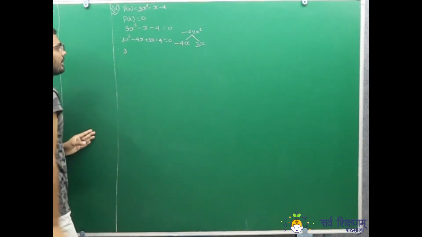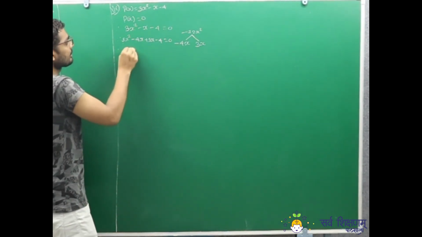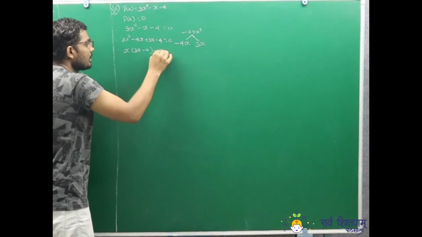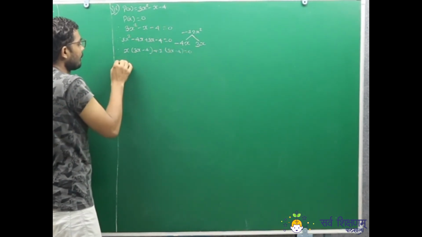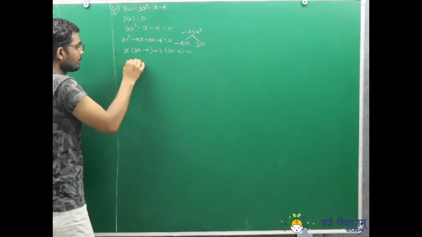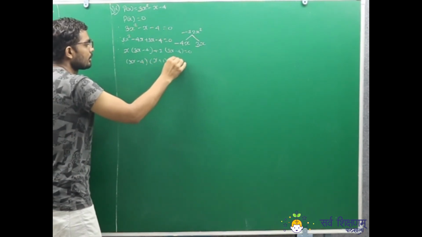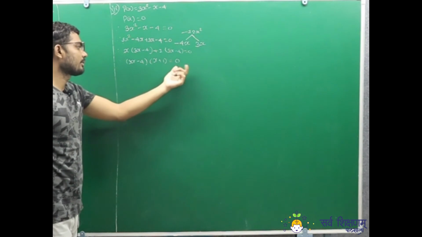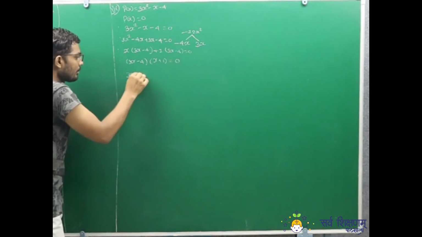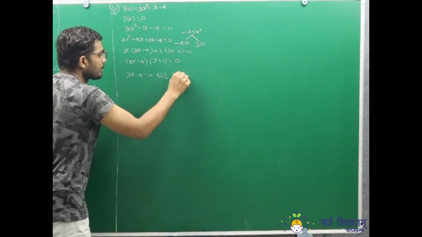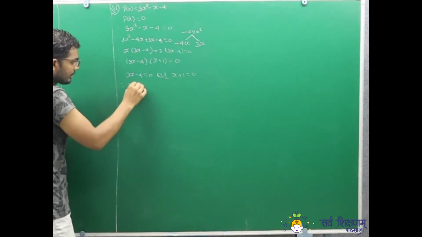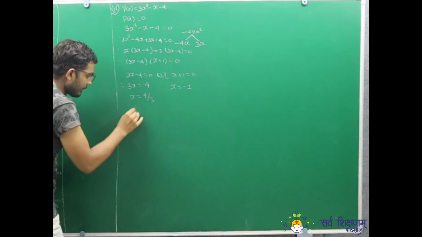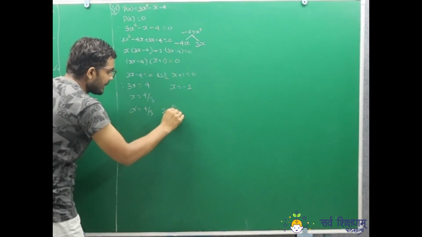From the first two terms common x, therefore remaining are 3x minus 4, and from the last two terms common plus 1, remains 3x minus 4 is equal to 0. Common 3x minus 4 and remains are x plus 1 is equal to 0. We know that if the multiplication of any two numbers is 0, then any one of them becomes 0. Therefore, 3x minus 4 is equal to 0 or x plus 1 is equal to 0. Therefore, 3x is equal to 4, x is equal to 4 by 3 and x is equal to minus 1. Therefore, alpha is equal to 4 by 3 and beta is equal to minus 1.